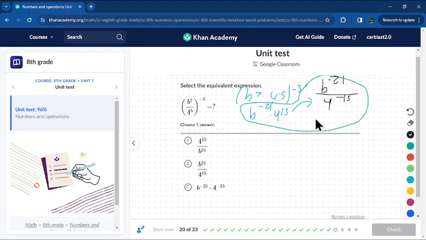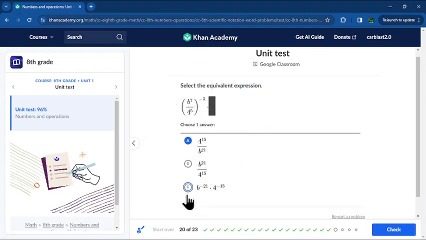So b to the negative 21st is the same thing as 1 over b to the 21st. And then you multiply that by 4 to the 15th. So now you can put that over 1, and that would be 4 to the 15th over b to the 21st, which is one of the answer choices.